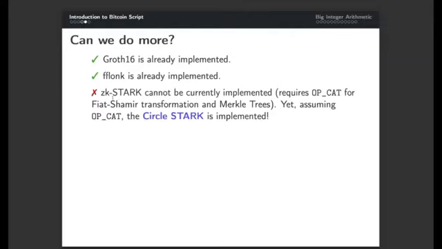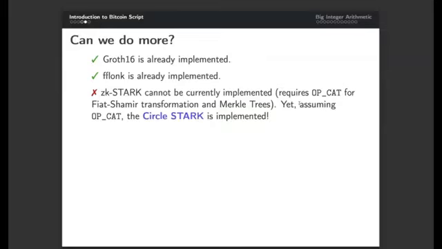For example, such systems such as ZK Starks cannot be currently implemented. That's because in the Bitcoin script, you are so limited that you cannot even concatenate values inside the script. And so for that reason, you do not have any advanced techniques in zero knowledge, such as Fiat-Shamir transformation or even Merkle trees. So they are not allowed in Bitcoin scripts, so you are pretty much limited. So you cannot implement code-based zero knowledge systems.